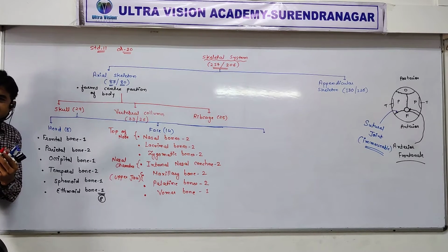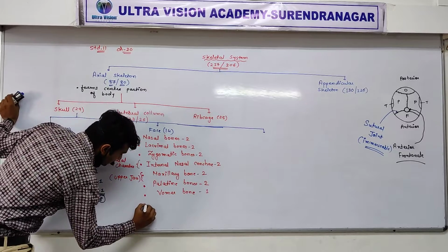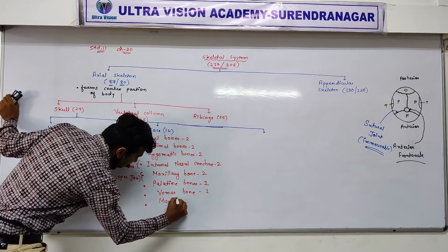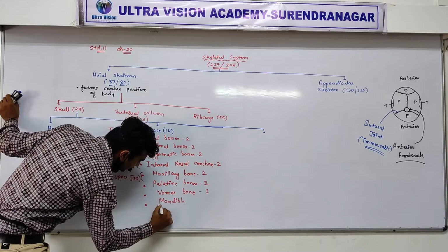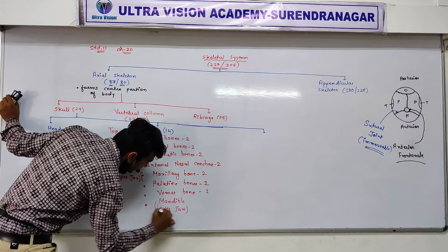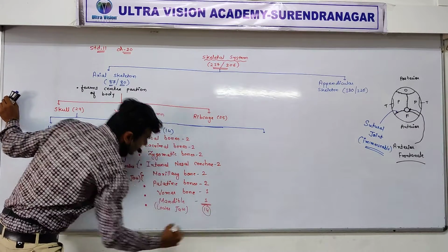So that uvula is connected to the one bone known as vomer bone, and mandible. Mandible is known as lower jaw. It is 1. So total 14 bones are there.